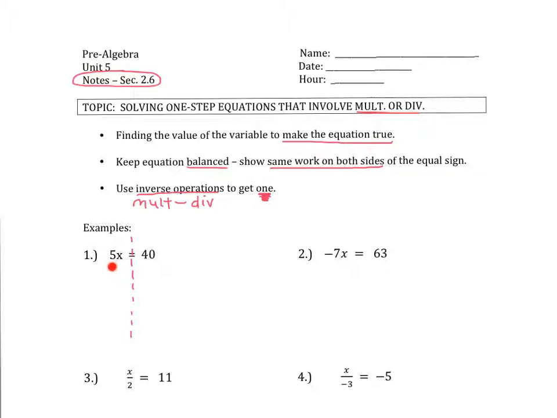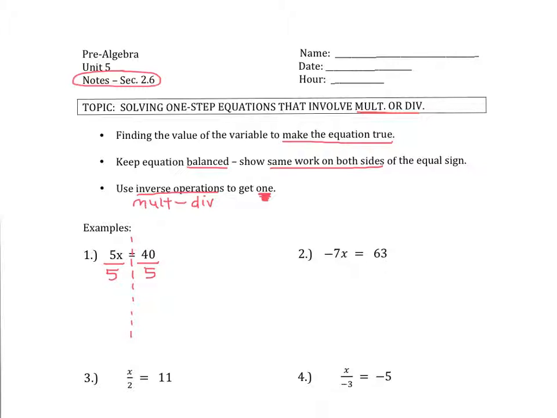So 5 times something is going to give me 40. To figure out what that something is, I'm going to do the opposite of multiply. And the opposite of multiply is divide. And here's how I'm going to show it. I'm going to show divide as a fraction bar. And I'm going to divide both sides by that multiplied 5. So notice I'm doing it on both sides.